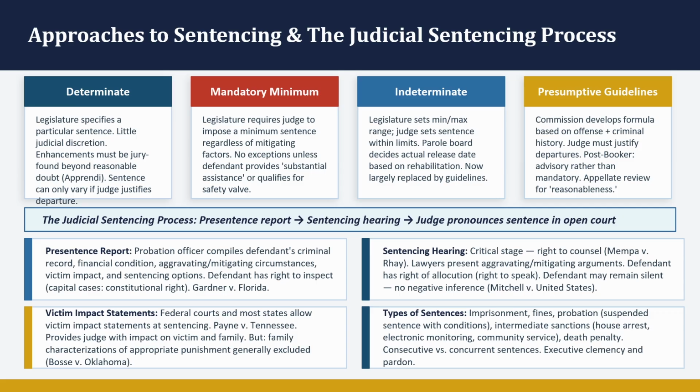On the judicial process, the pre-sentence investigation report is the central document. Compiled by a probation officer, it includes the defendant's criminal history, financial situation, circumstances of the offense, victim impact, and available sentencing options. In most jurisdictions, defendants have the right to inspect this report for accuracy. In capital cases, the constitutional right to inspect is required under Gardner v. Florida.